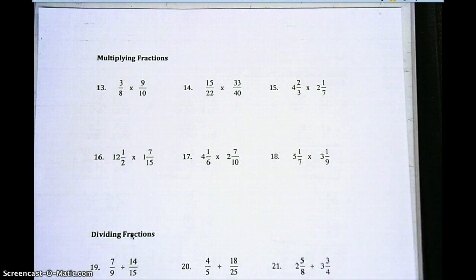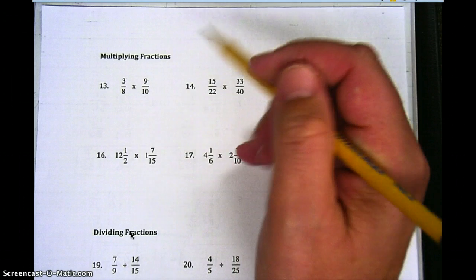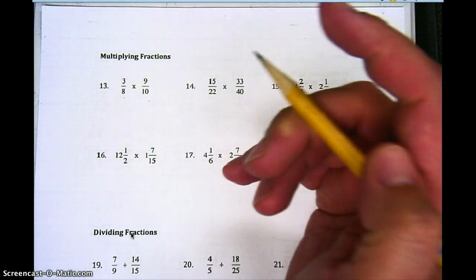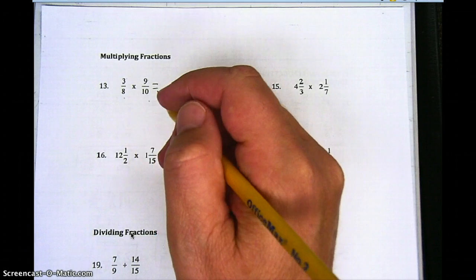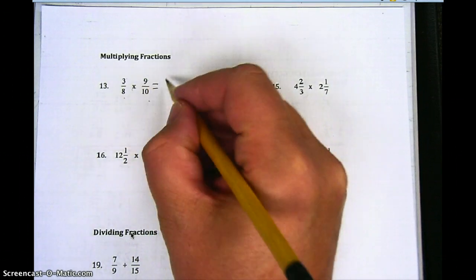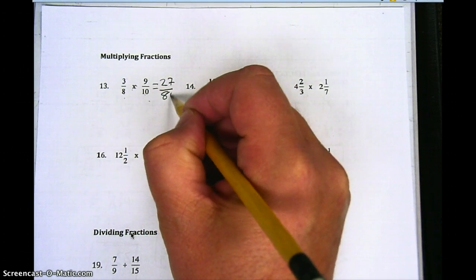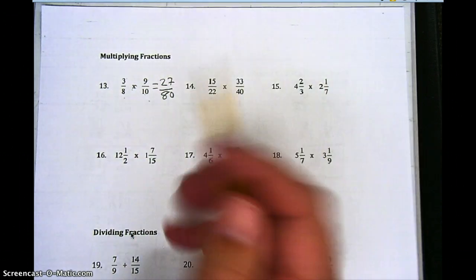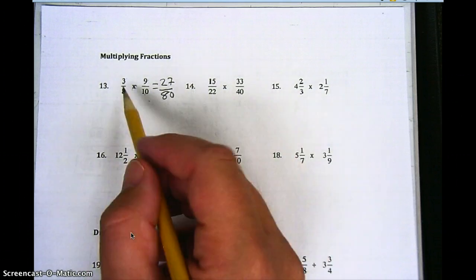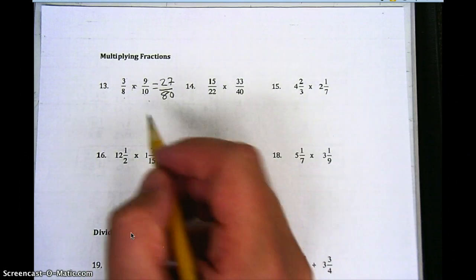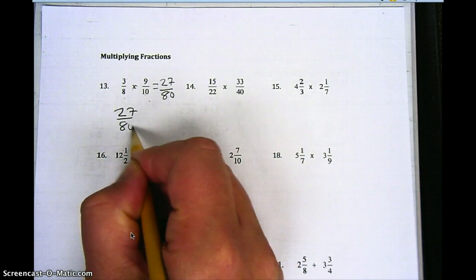So in the first problem, my two numbers in the numerators are 3 and 9, and they don't have any common factors with 8 or 10. So I can't really reduce that at all. So all I have to do is multiply the top and multiply the bottom. 3 times 9 is 27. 8 times 10 is 80. Since I couldn't reduce it before, I don't have to worry about reducing it later. So my fraction when I multiply 3/8 and 9/10 is going to be 27 over 80.